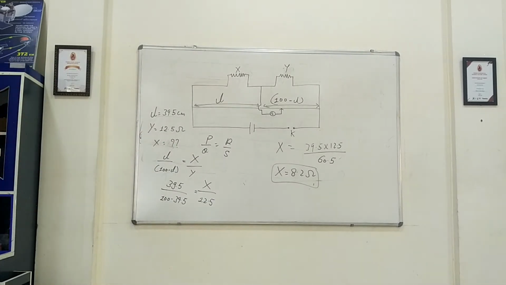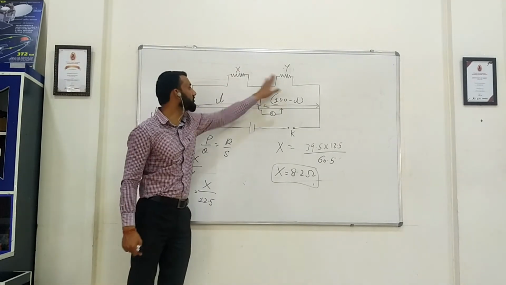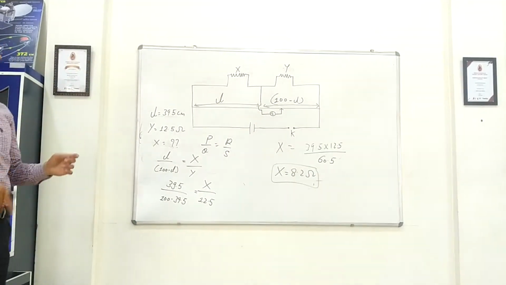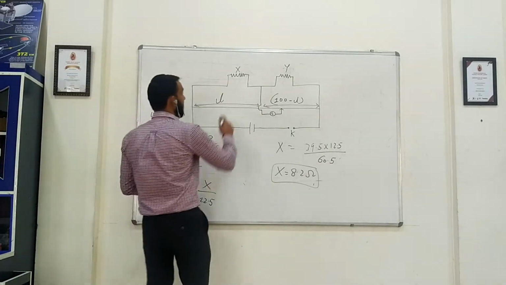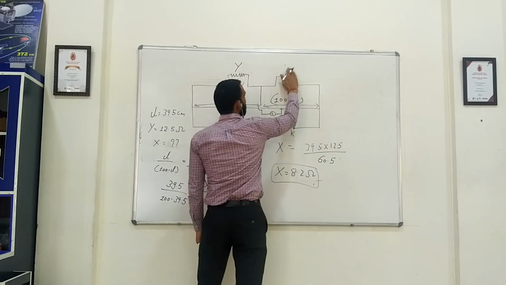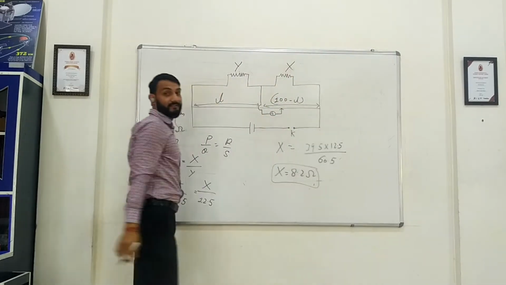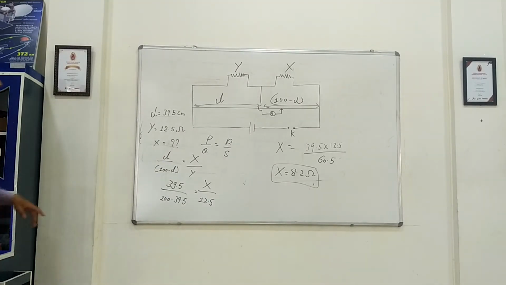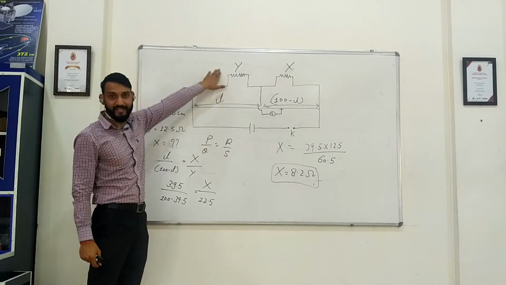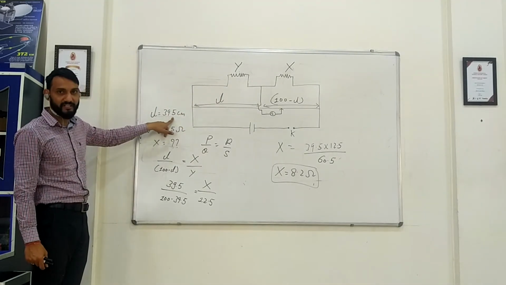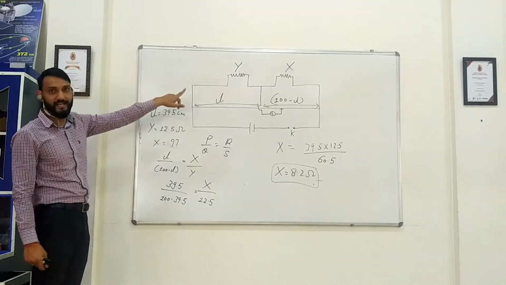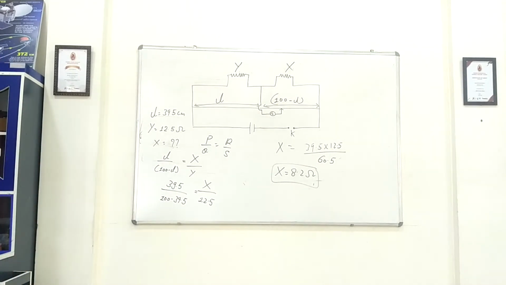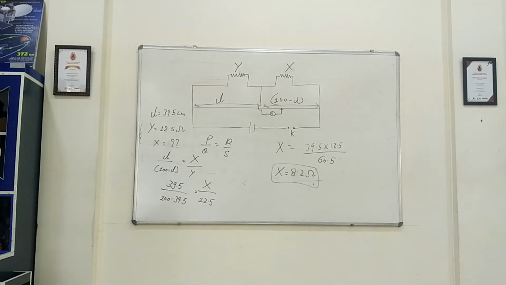Now the second part, which is familiar to you. They're asking what happens if they interchange these two. Think about it. If they interchange X and Y, it means Y comes here and X goes there. Then the balancing length would be interchanged. Previously when X was here, the balancing length was 39.5 centimeter. Now, if X goes there, the balancing length will be 60.5. So this is the second part. Now let's move on to the third one.